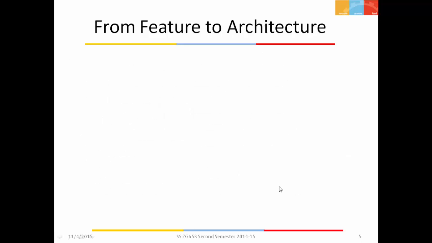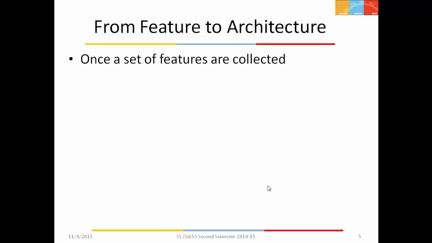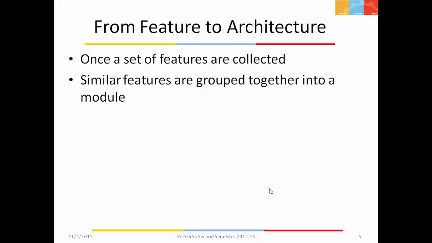From these features, how do you come up with the architecture? Once you have the set of features collected, the similar features are grouped together into a module. Remember that module is a high-level decomposition right from the requirement, and at that time I said that once you have the requirement, first create a set of modules, and each module is functionally cohesive, meaning you divide the system into a set of functional groups. Each module is going to have similar features. The functionality in a module will be similar in nature. You are not going to put disparate functionality within a module.